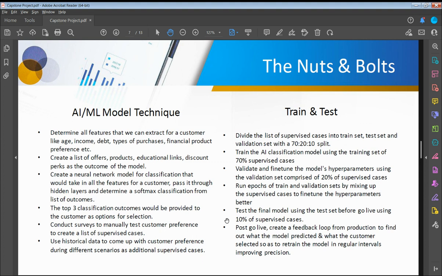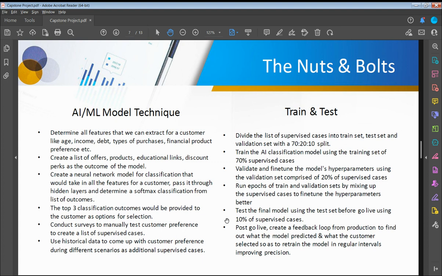Now, in between the input and the outcome, we would have a neural network created, which would be softmax classification based. A softmax classification is going to provide us with multiple results with different rankings, or different propensities of acceptance. And why we are doing that is, if we provide the top three results back to the customer, we want to see which of these top three the customer actually prefers, and that will help us in fine tuning the model as well.